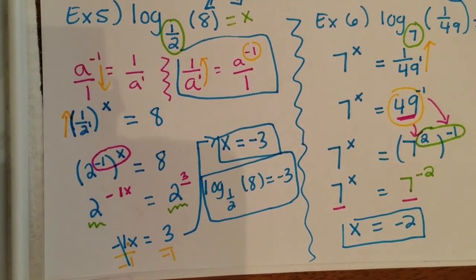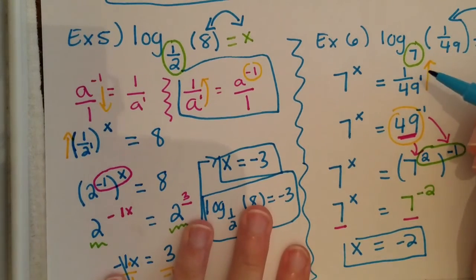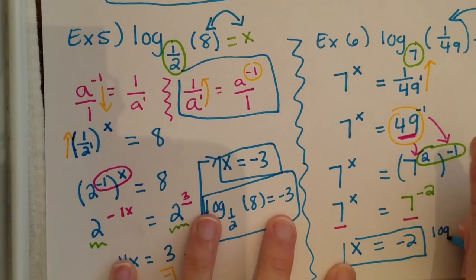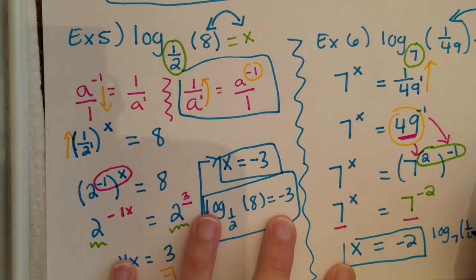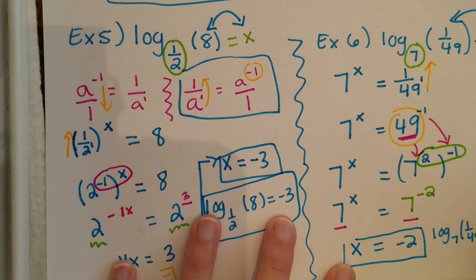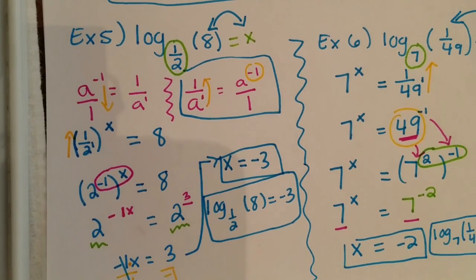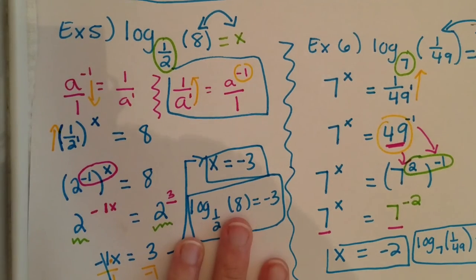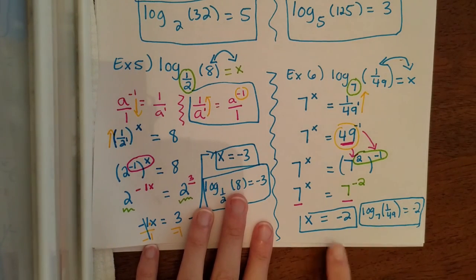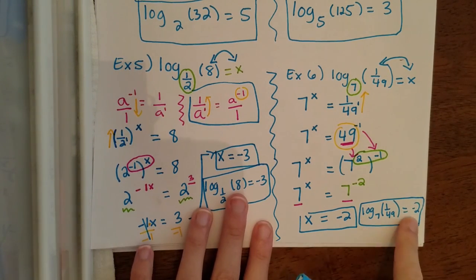So x is negative 2, or you could rewrite the problem: log base 7 of 1/49 is secretly just negative 2. That's all that log value equals. Bam, that one is done. Let me zoom out so you guys can see that. So again, log base 7 of 1/49 equals negative 2.